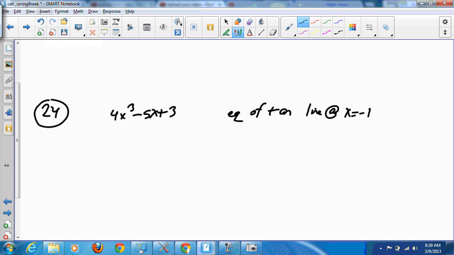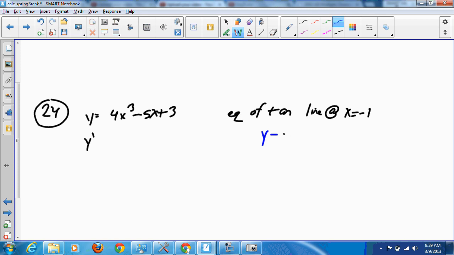Alright, start here with 24. They're asking us to find the equation of the tangent line when x equals negative 1. So this is the function here. We're going to take the derivative so that we can find the slope. But since we're looking for an equation of a tangent line, let me remind you of something here.